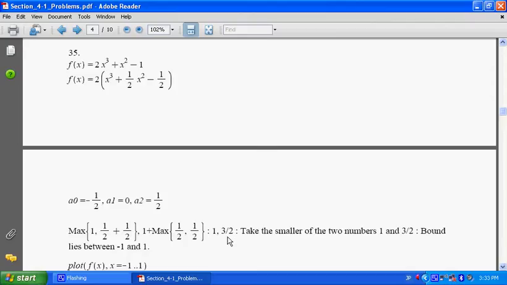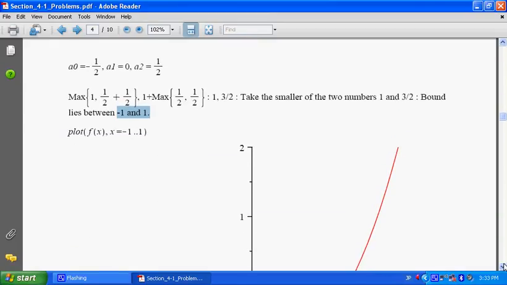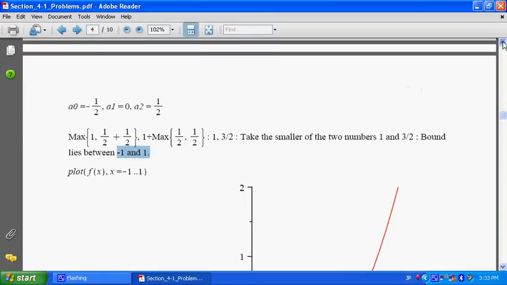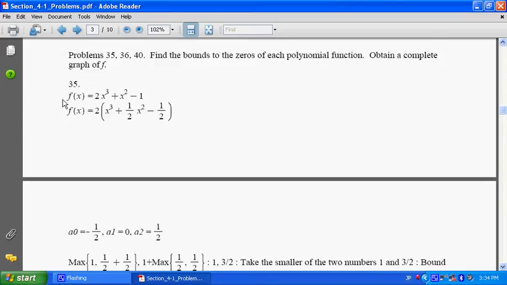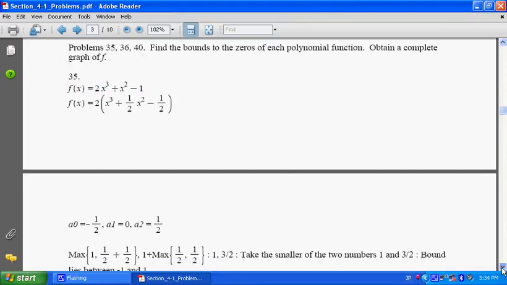So we take the smaller of those two values here. Take the smaller of the two numbers, 1 and 3/2, and the smaller one is 1, and that tells you that the bound of zeros lies between -1 and 1. So using that bound, we'll go ahead and plot it, and I plotted out the function, which is the original function f of x. I went ahead and plotted that out using the bound that we just determined to be from -1 to +1.